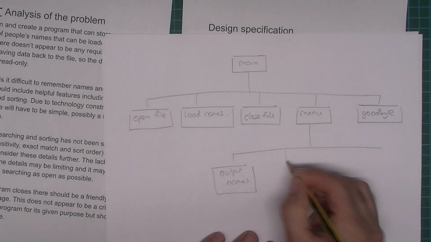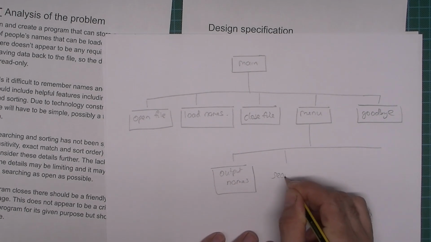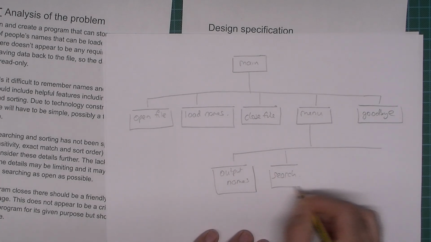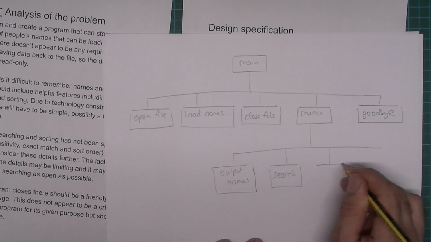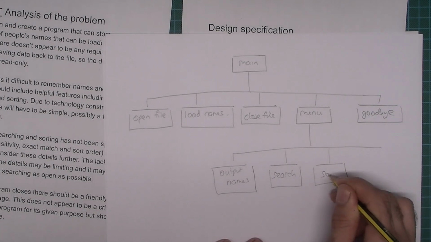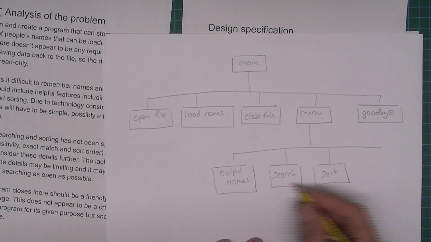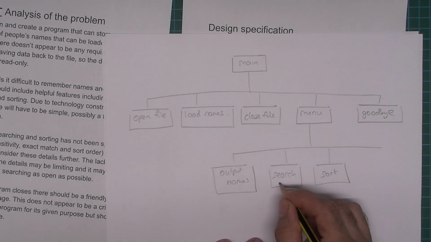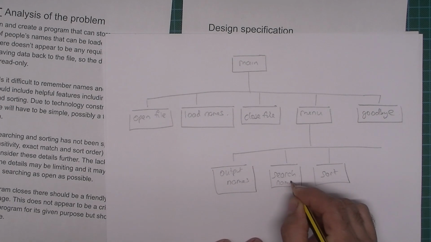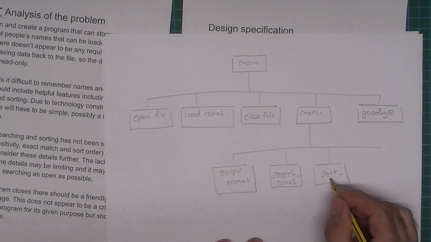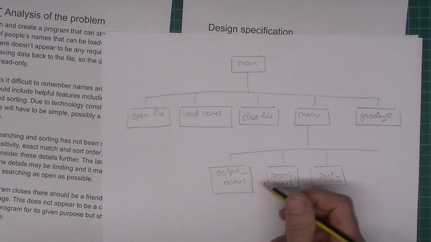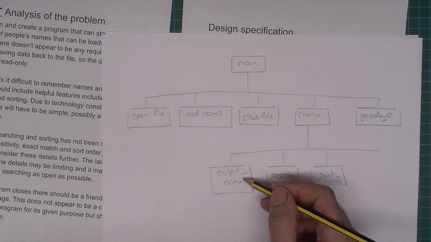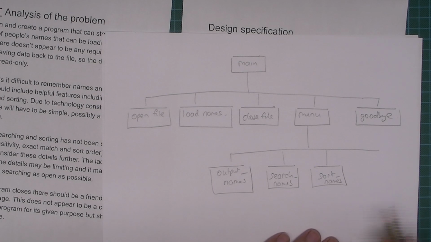And then we'll have search the names as another menu option, and we'll have sort the names. You don't have to call it search. It might actually be called search names. Probably more likely it's going to be search_names, and then we have sort_names. So that's going to be output_names. Remember, I'm talking about the way that we'll actually name the procedures.